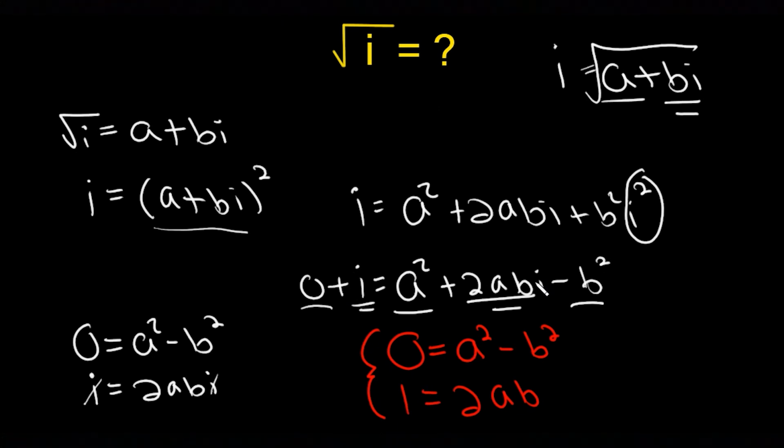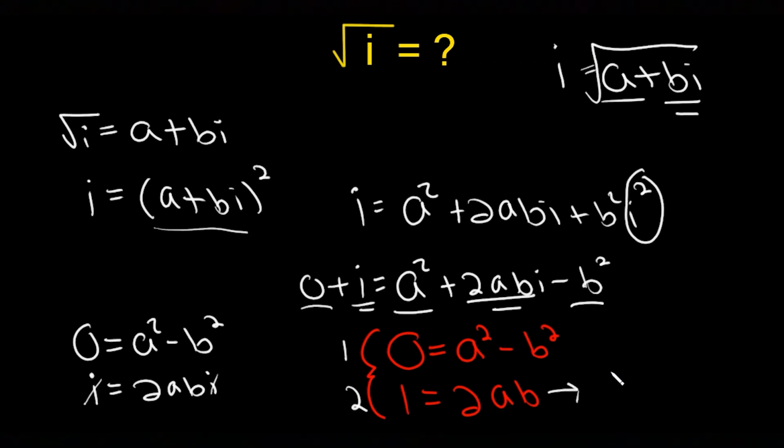Once we have A and B, we can write it as a complex number, and we're going to have our answer. Okay? So let's go ahead and do that. I'm going to label my equations. Here's equation 1. Here's equation 2. I'm going to solve equation 2 for B. It doesn't matter which one you solve for, but I'll solve for B on equation 2.